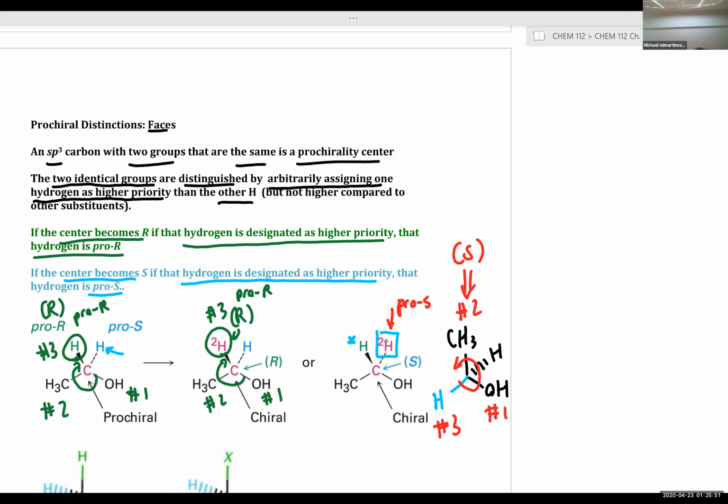So we're designating one of our hydrogens as arbitrarily higher priority. We then look and see, if one of our hydrogens is higher priority, what is the configuration at our center? If it's R, that hydrogen is pro-R. If it's S, the hydrogen is pro-S.